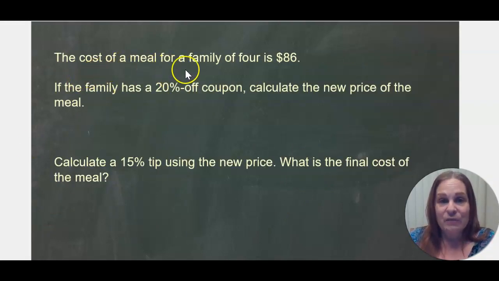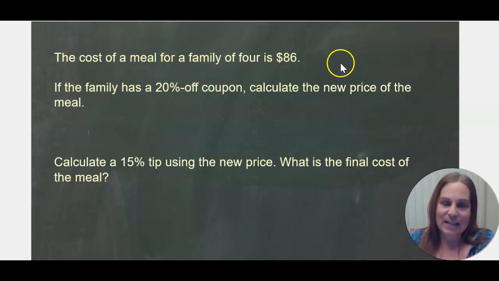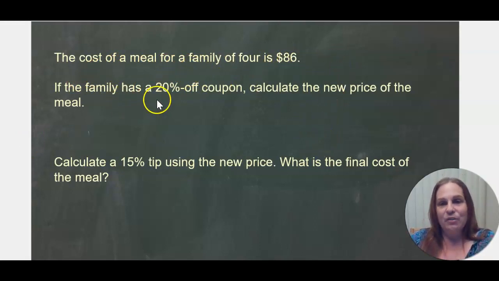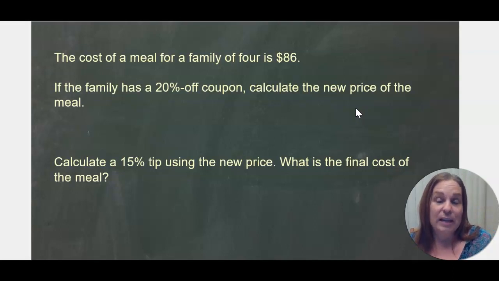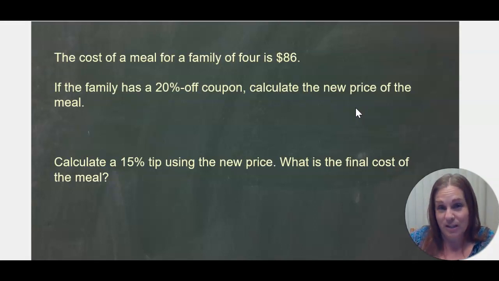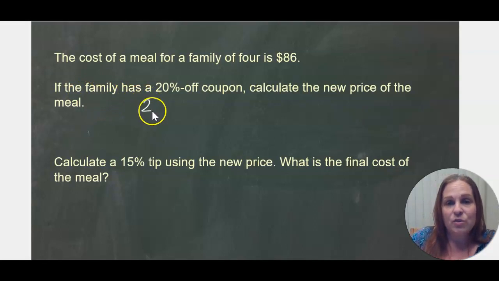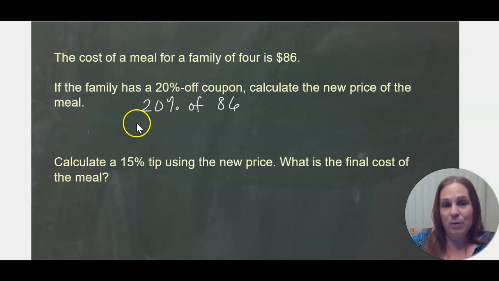All right, the cost of a meal for a family of 4 is $86. They have a 20% off coupon. Calculate the new price. Okay, so in order to take off 20%, I have to know what 20% is. So I'm going to find 20% of 86. So that means I'm going to do 20% as a decimal times 86.